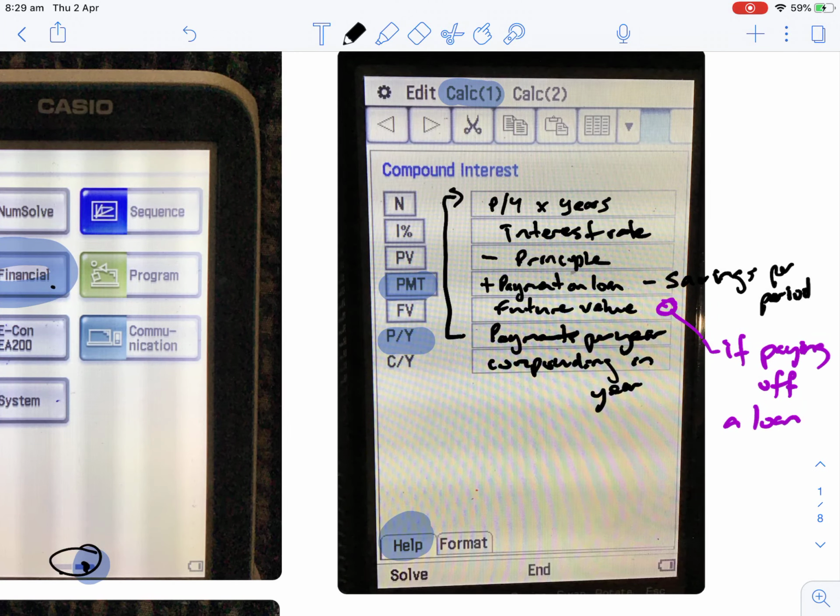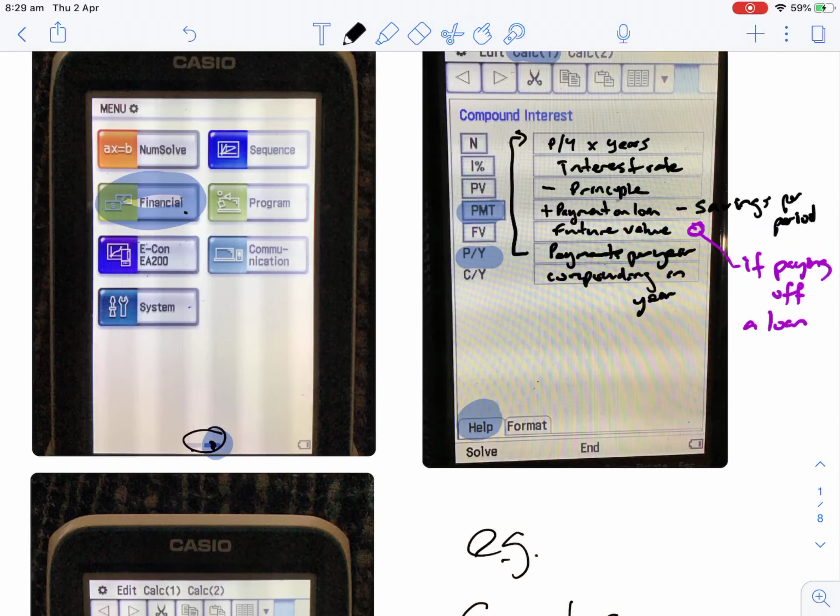And CY and PY, the payments per year and the compounding, don't need to match up. So if you had like a credit card, then generally you're compounding daily, but you're probably only paying that off every week or every 2 weeks as you get paid. So that's what each of those are. So let's have a look and have a go at playing with those.